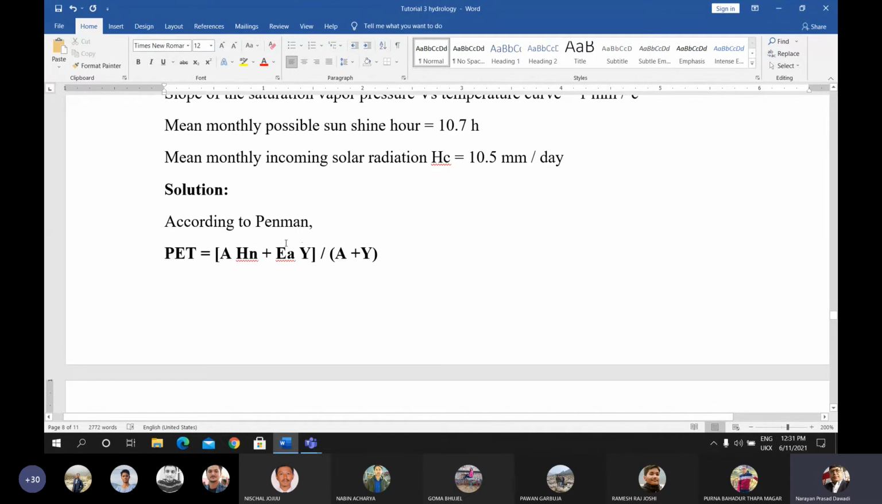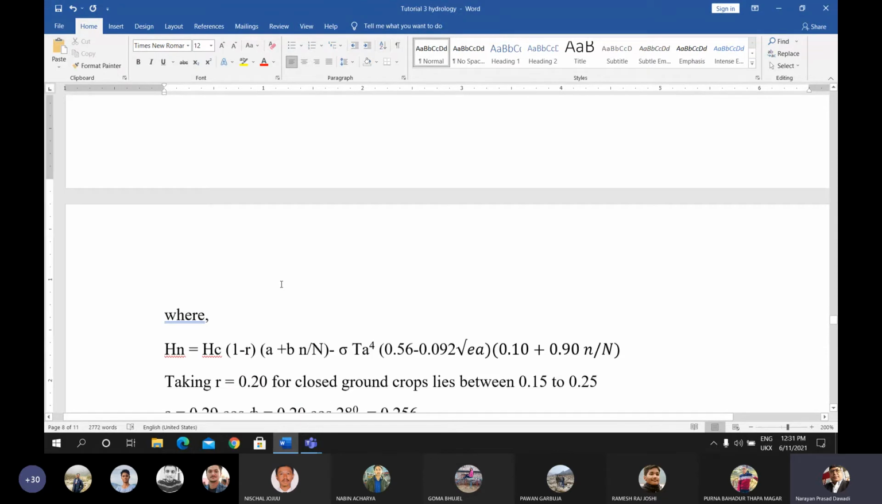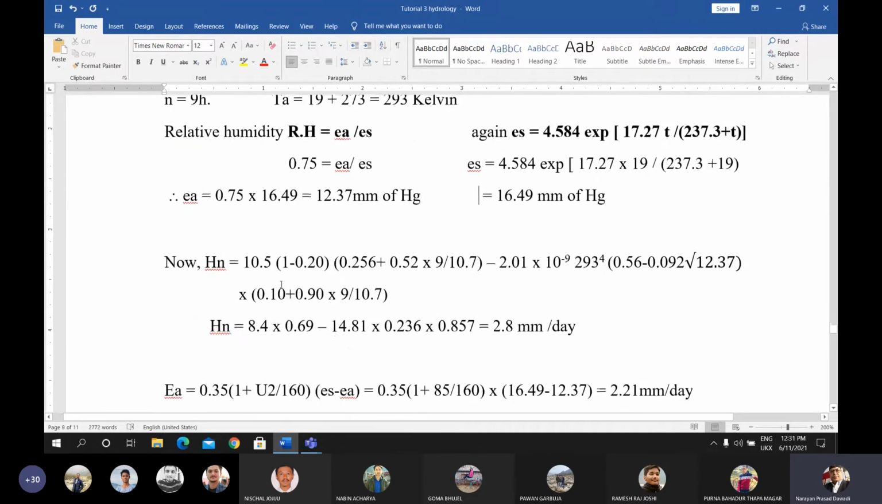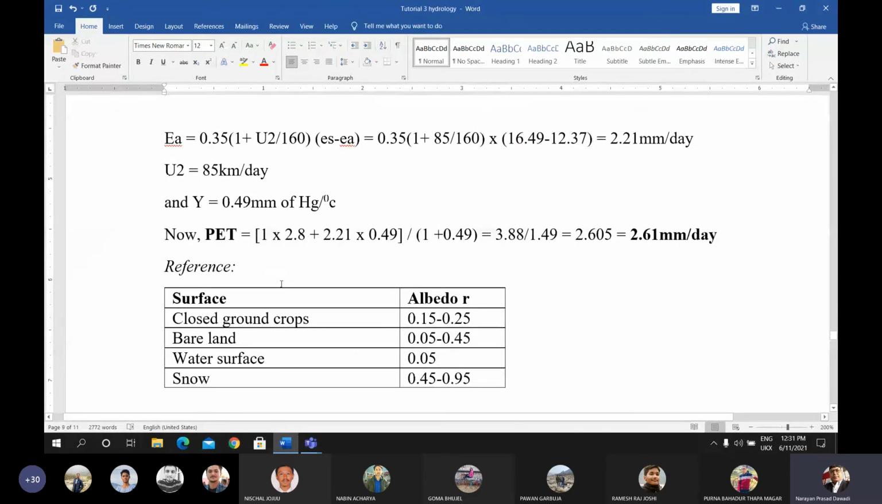Hn is calculated, and now the parameter EA. EA is the parameter which includes the saturation deficit and the wind speed. Wind speed and saturation deficit are considered for finding the parameter EA. This can be calculated using this formula: EA is equal to 0.35 times 1 plus U2 by 160 times ES minus EA. This is the parameter EA which is used in Penman's equation.